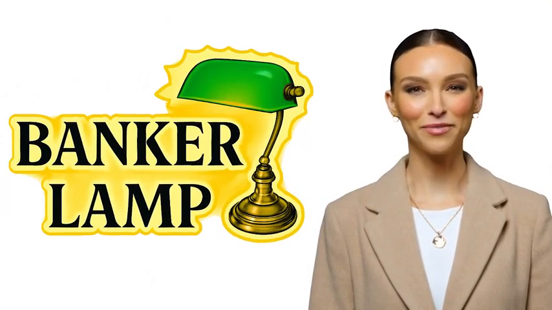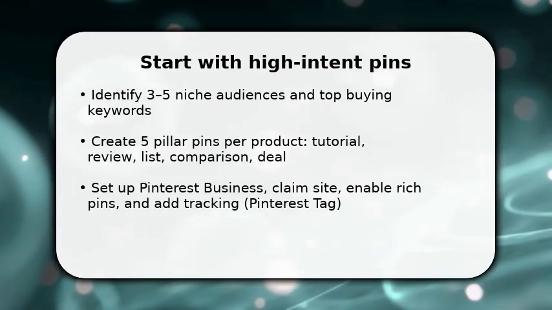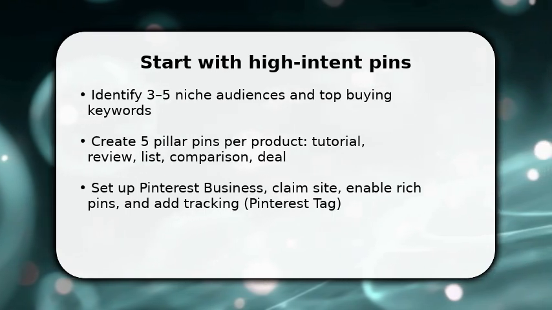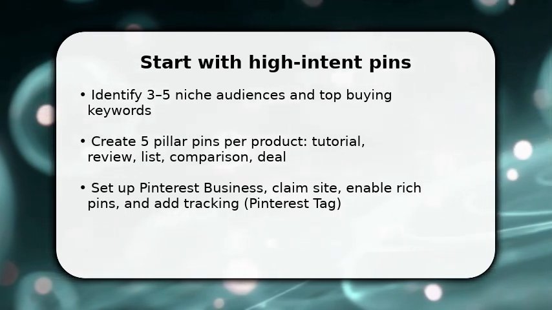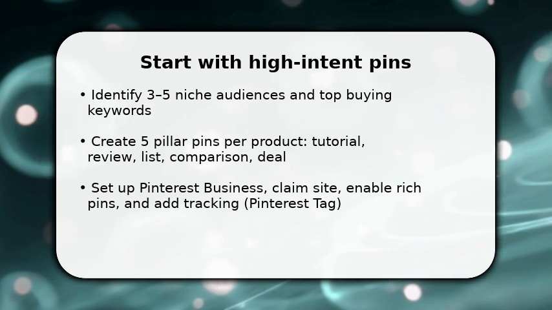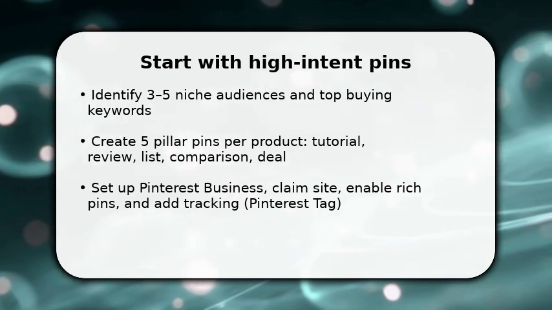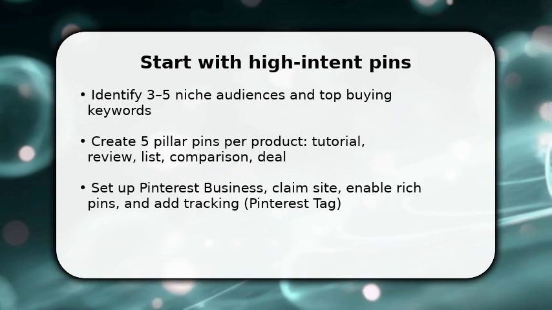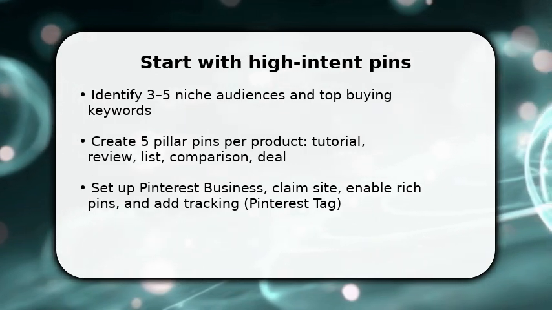Please enjoy the video. You begin by targeting high-intent searches. Choose 3 to 5 niche audiences and map buying keywords. Once done, design 5 pillar pins per affiliate product: tutorial, review, list, comparison, and deal, so you cover intent stages.